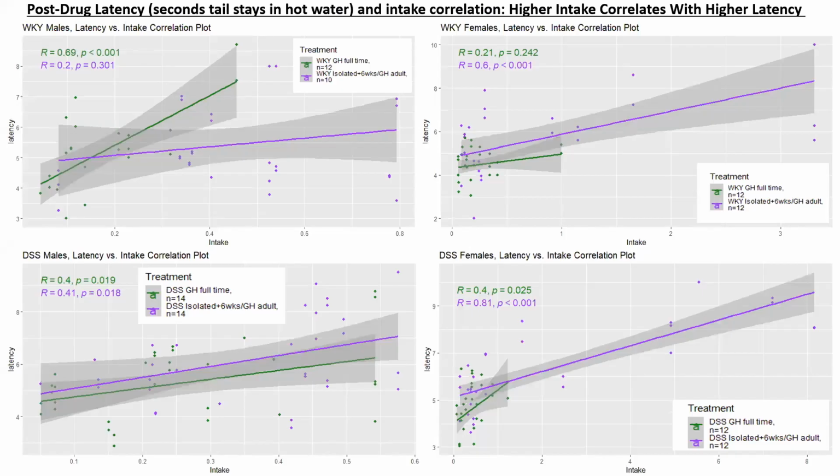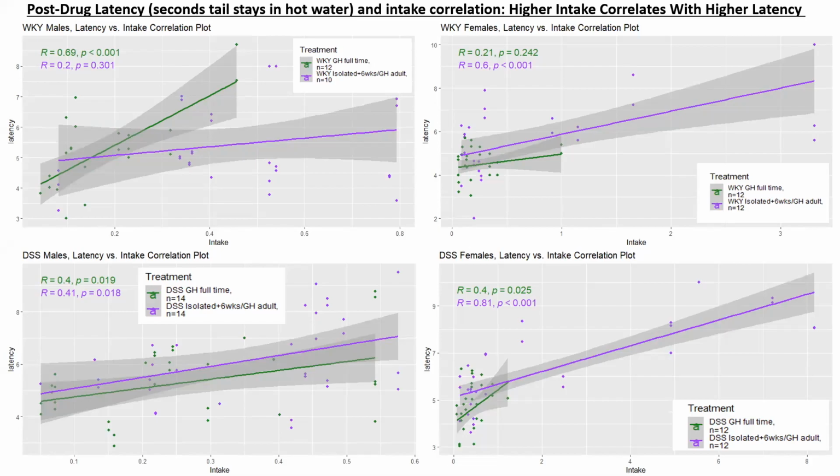And so because oxycodone is a painkiller, you'd probably assume that after taking the drug, the rat can keep its tail in hot water longer. And that's exactly what we wanted to look at and what we saw. So the more oxycodone the rats took, the higher the latency, or essentially the longer they can keep their tail in hot water. And all of them were significant except for the WKY males.